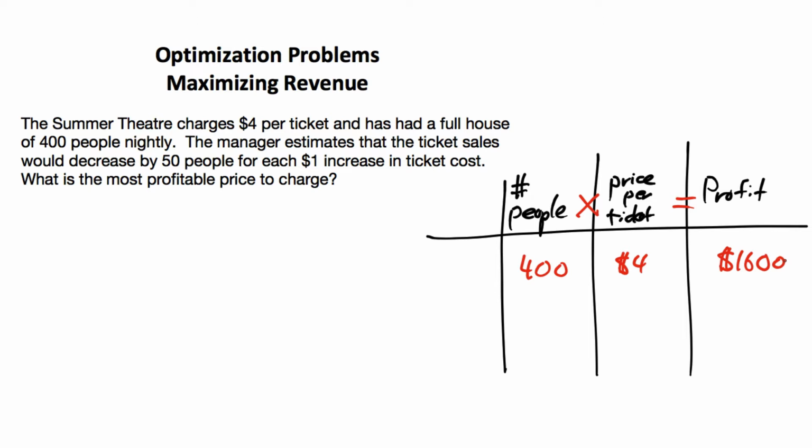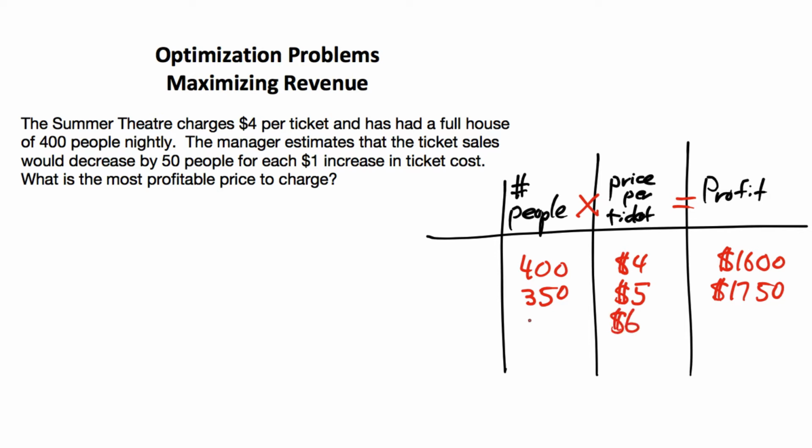Now let's see what happens if we do what the manager thinks will happen. If we raise the price by $1, the theory is 50 fewer people will show up, only 350 people. If we multiply 350 by 5, we get a profit, an inflow, a revenue of $1,750. We made more money by having 50 fewer people show up, but to do that we had to increase the price by $1. What happens if we do that again?